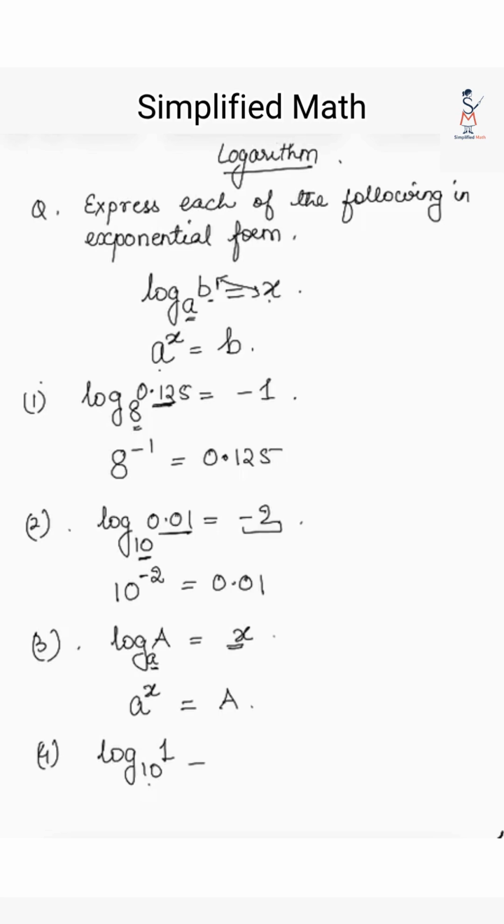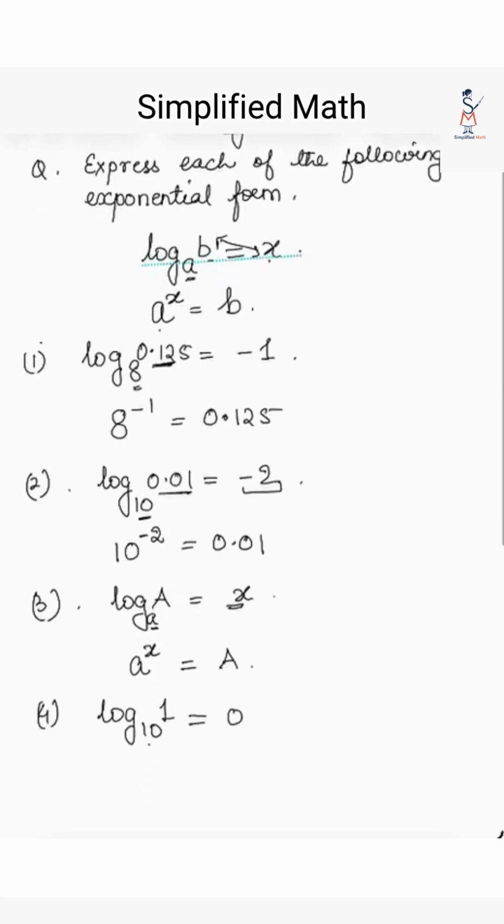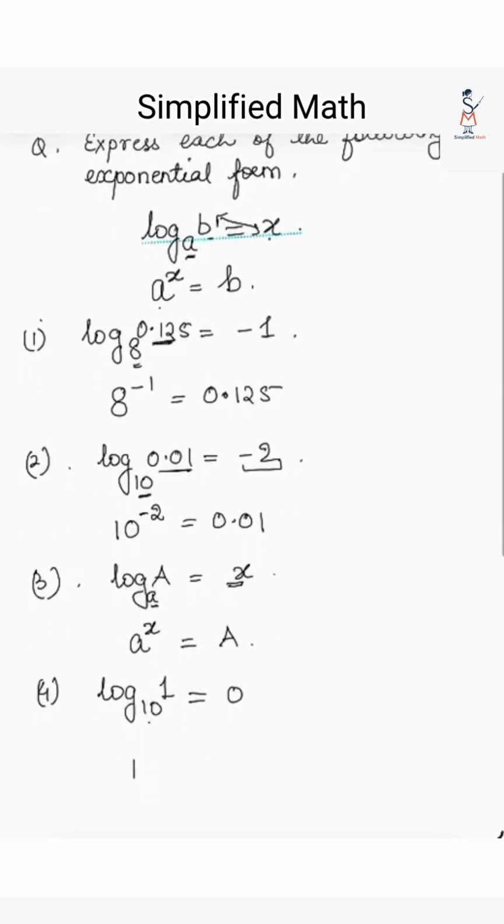Same way, log 1 to the base 10 is equal to 0. So now what will happen? The base will remain the same, that is 10. What will be interchanged? This 0 will become the power and 1 will become the answer to it. That is 10 raised to the power 0 is equal to 1.